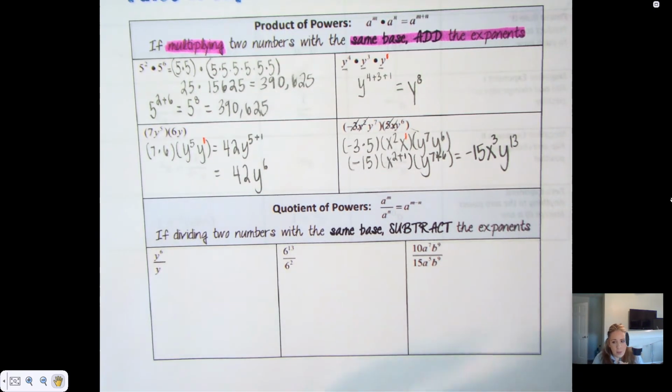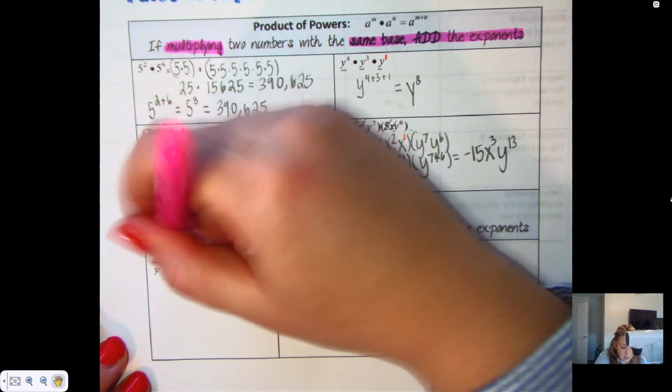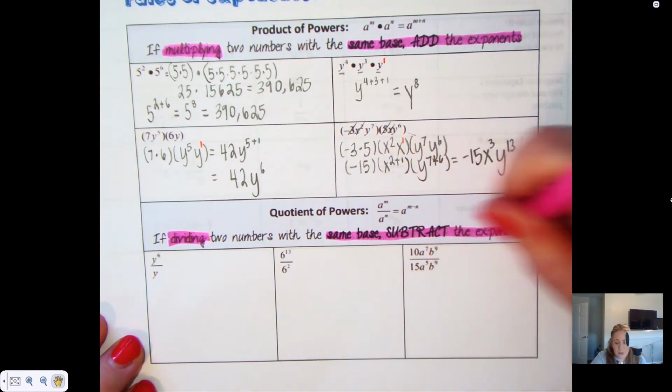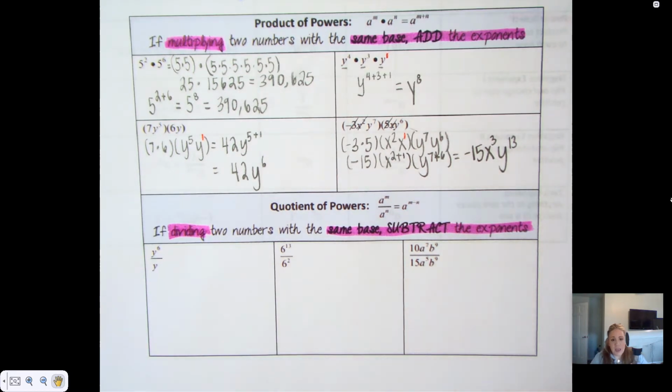Remember, when you multiply a lot, things get bigger. But what happens when you divide? So if I cut something in half, it gets smaller. So if you're dividing numbers with the same base, you actually subtract their exponents. And why does that work? Well, we're going to do it long first, okay?